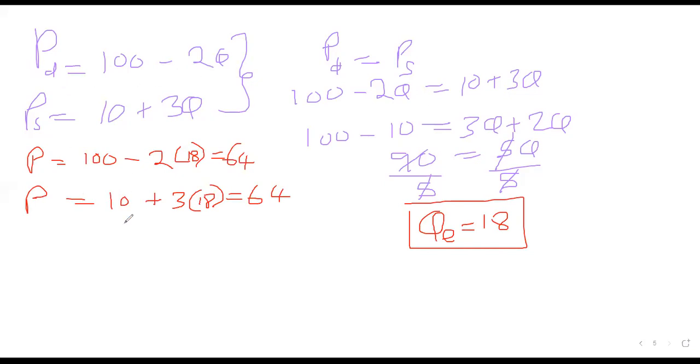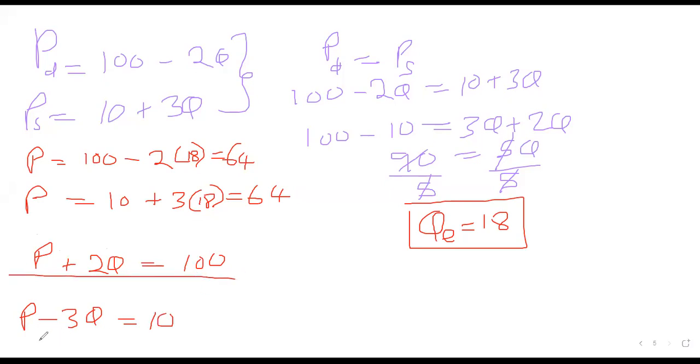Now, how do I sketch these? Can you remember the letters on one side? P plus 2Q is equal to 100. The other one, P minus 3Q is equal to what? 10. Give me the intercepts for demand. There's 1 there. 1 into 100 is 100. There's 2 there. 2 into 100 is 50. There's 1 there. 1 into 10 is 10. There's -3 there, -3.33.